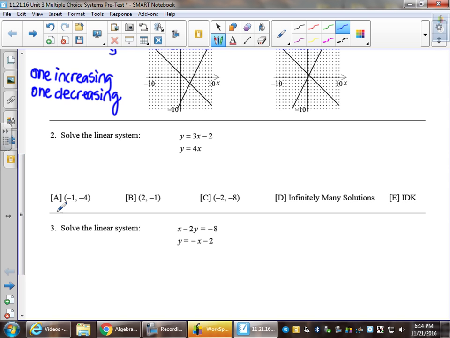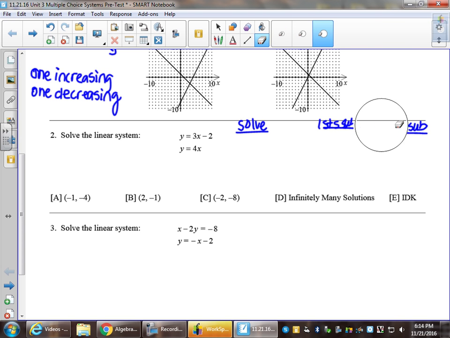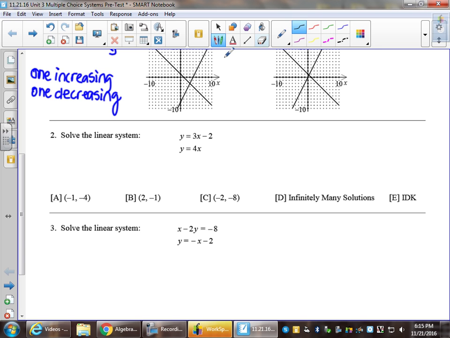Number 2 says solve the system. I see that these are both set equal to y. So if you want to, go through substitution: solve, first sub, second sub, or realize at this point that if they are both solved for y, we can actually just set them equal and solve. So what I mean by that is 3x minus 2 equals 4x.